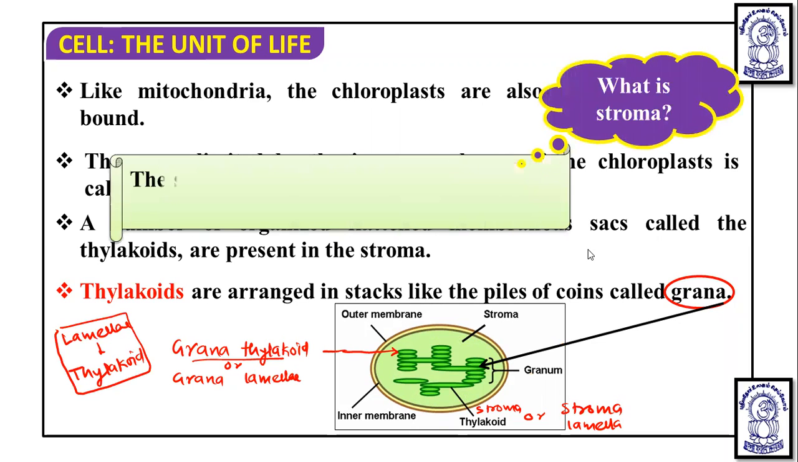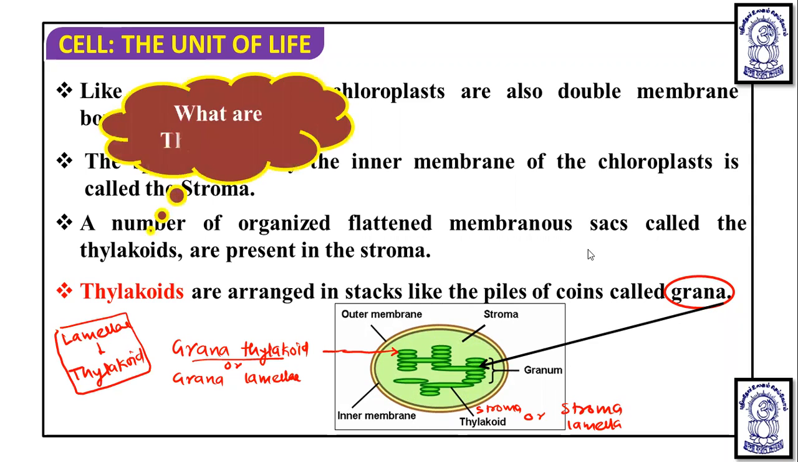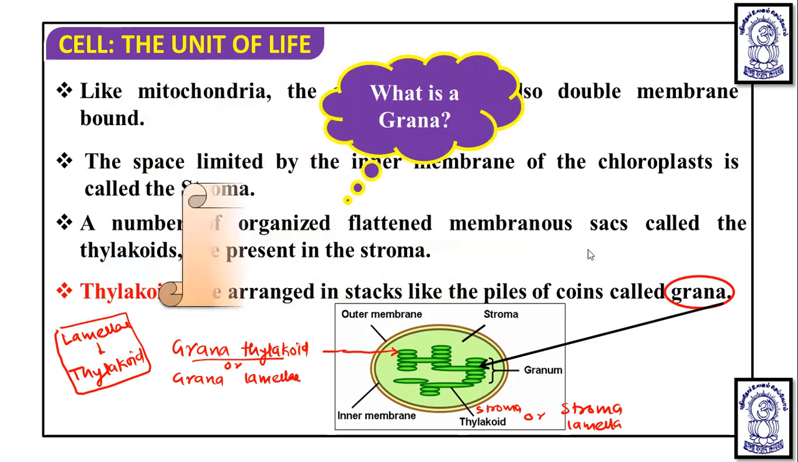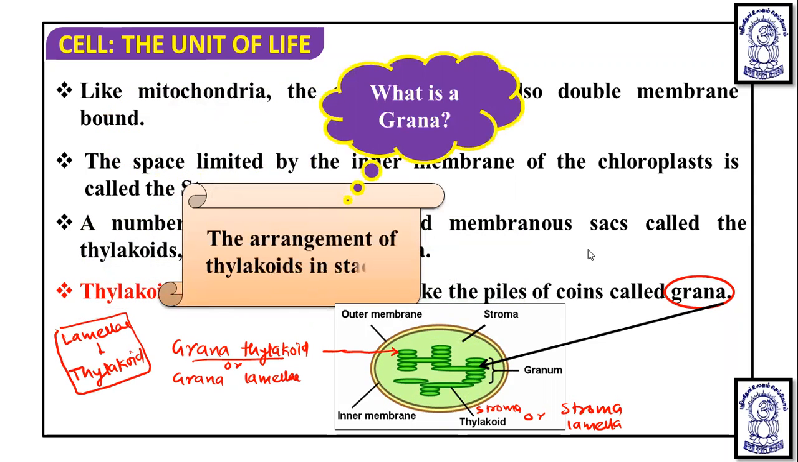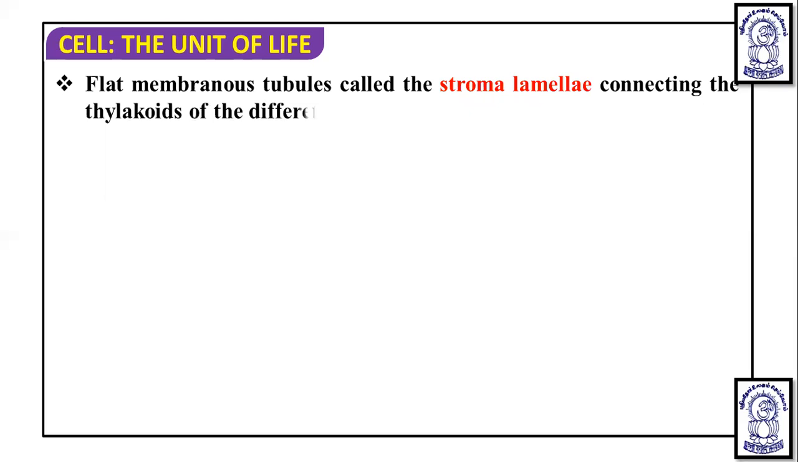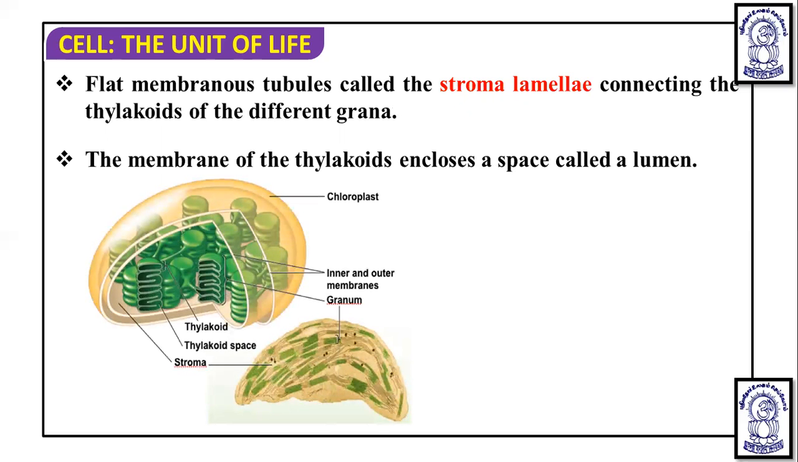So what is stroma? It is a space limited by the inner membrane of the chloroplast. And what are thylakoids? They are a number of flattened membranous sac-like structures. And what is the grana? Nothing but a thylakoid arrangement in a stack. So flat membranous tubules called the stroma lamella connect the thylakoids of the different grana. And the membrane of the thylakoid encloses a space that is called a lumen. So lumen is the innermost space.